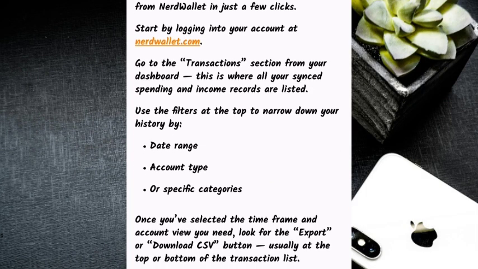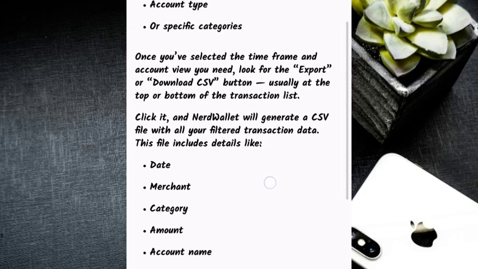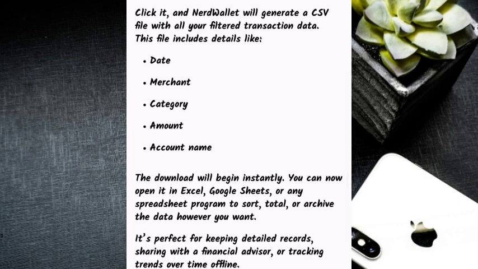Once you've selected the time frame and accounts view you need, just look for the Export or Download CSV button. Usually you can find that at the top or the bottom of the transactions list. Click it and Nerdwallet will generate a CSV file with all of your filtered transaction dates. This file includes details like dates, merchants, categories, amounts, and of course account name. The download will begin instantly.